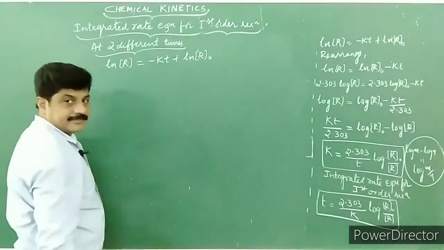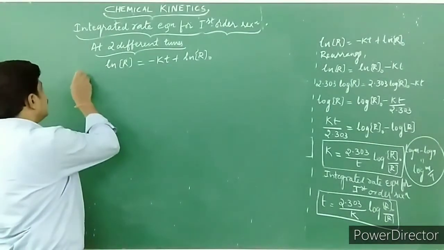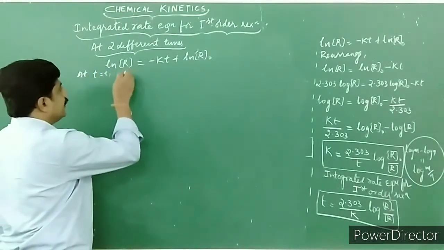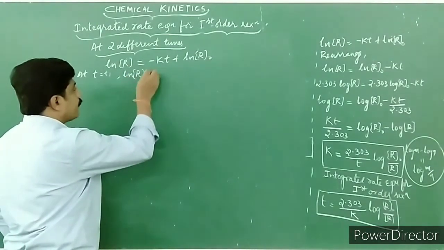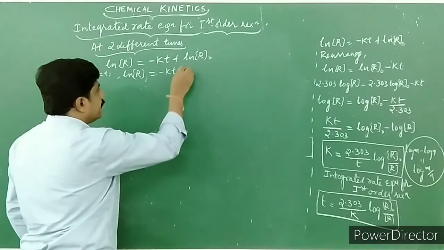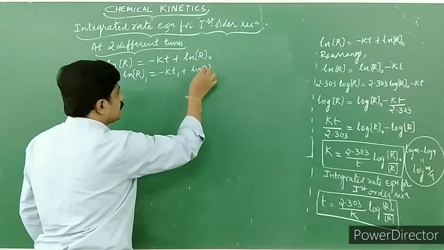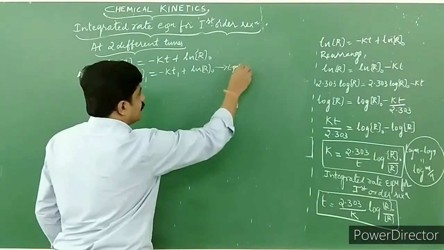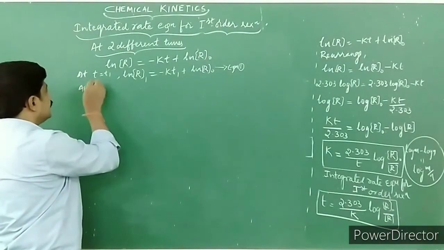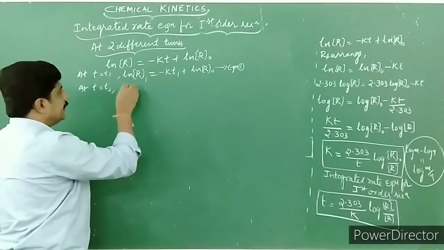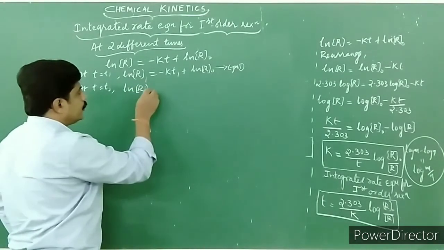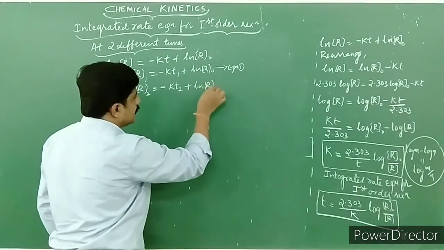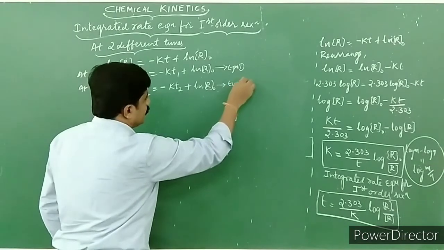So this expression you already learnt, is it not? Now children, at t is equal to t1, how do I write that? Look at here, ln R1 is equal to minus kt1 plus ln R0. Is it not? Let it be equation 1. At t is equal to t2, how do I write that? ln R2 is equal to minus kt2 plus ln R0. Let this be equation 2.